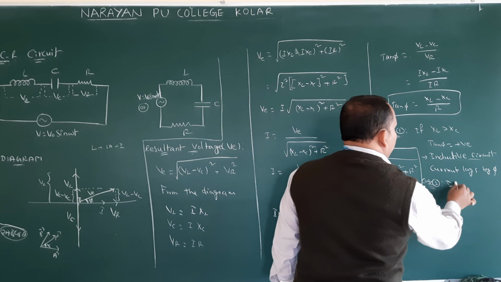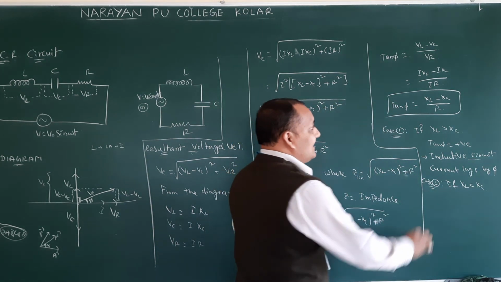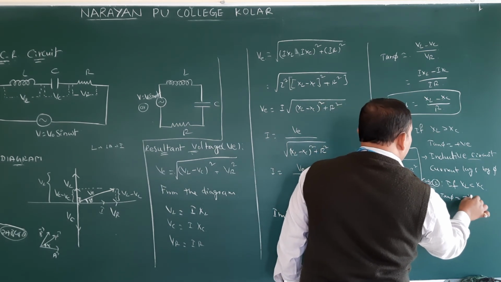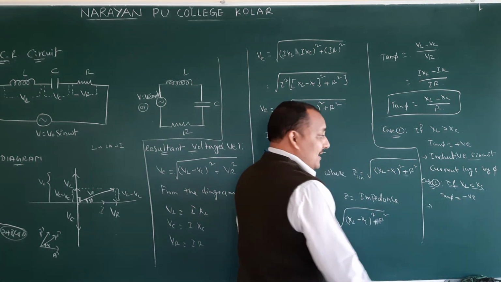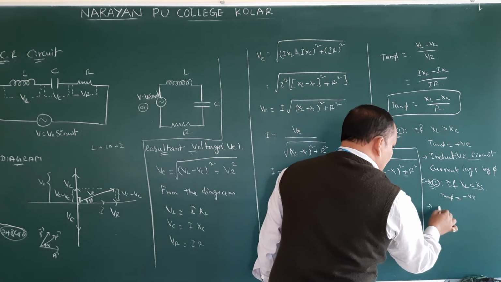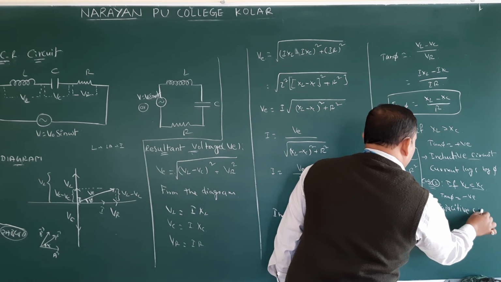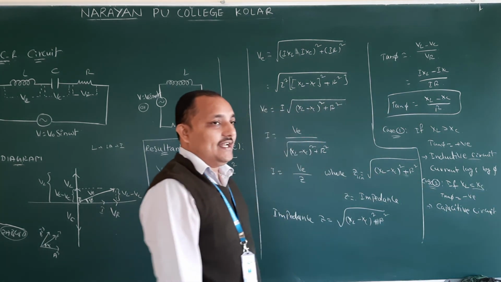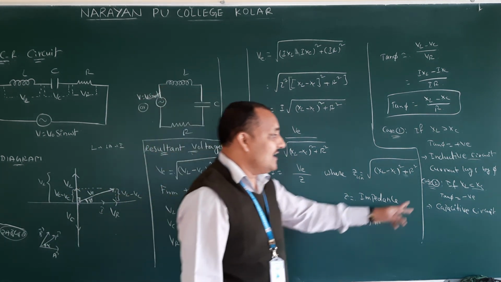So if XL is less than XC, this is going to become negative. Then tan phi is negative. Which is more here? XC is more. If XL is more, it is an inductive dominating circuit. If XC is more, which is dominating? Capacitive circuit. Capacitive dominating circuit.